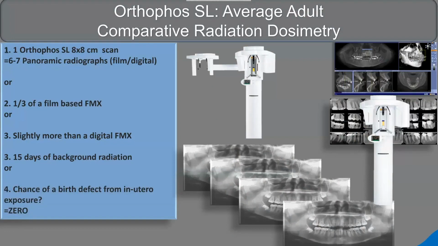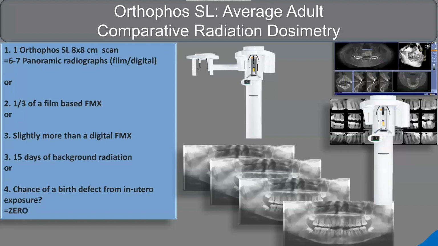Just slightly more than a digital full mouth series, approximately 15 days of background radiation. What is that? That's the amount of radiation that you get every day just being alive on the earth. So just sitting in your office or at home, wherever you are next to your computer, you're receiving about 8.5 microsieverts just being alive. And so when we compare that with what we're seeing with our cone beam CT units, it's approximately equal to 15 days of background radiation.